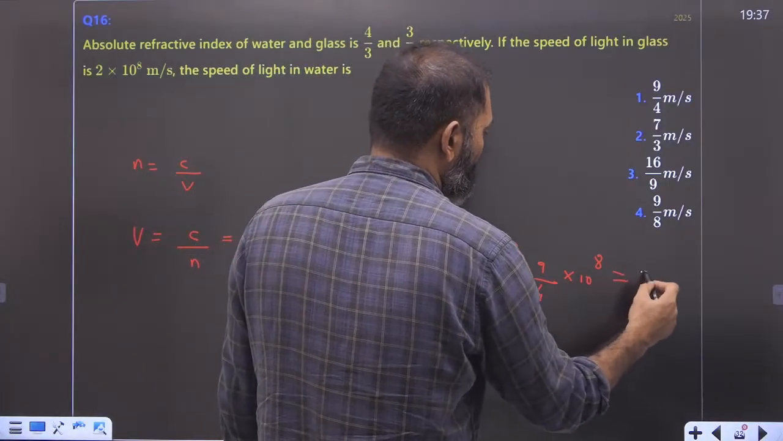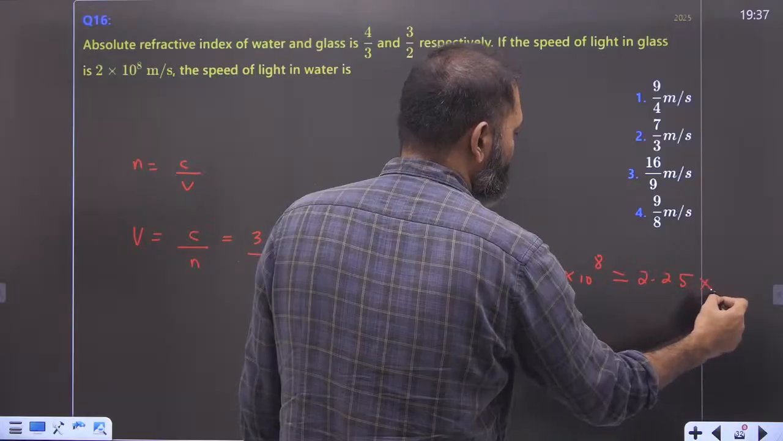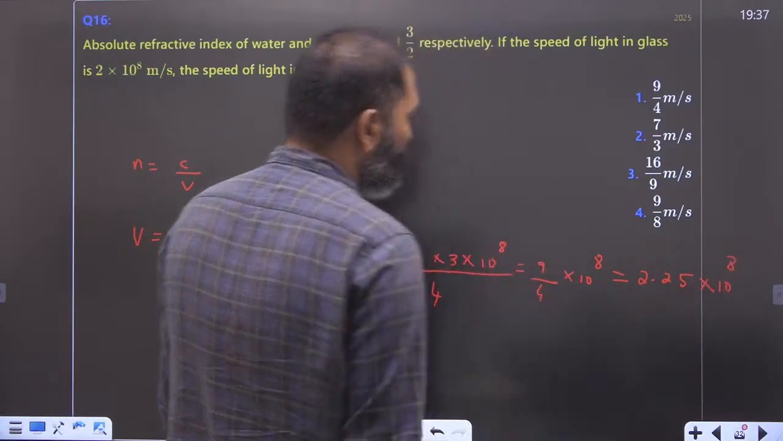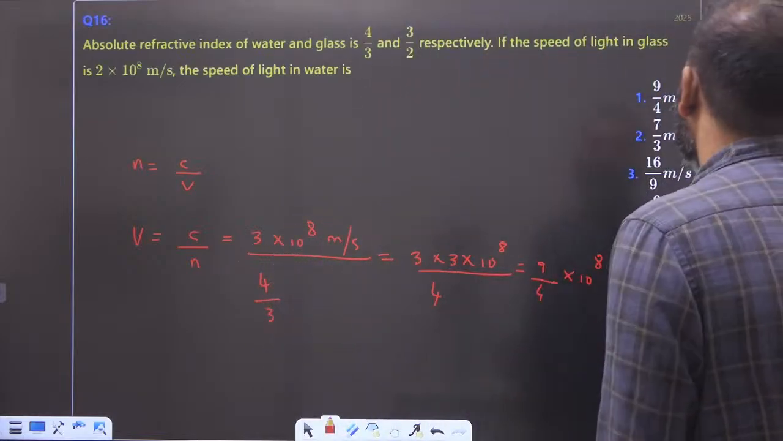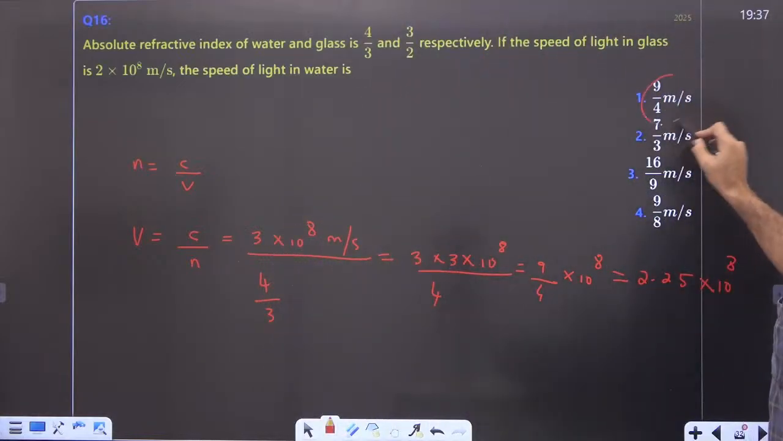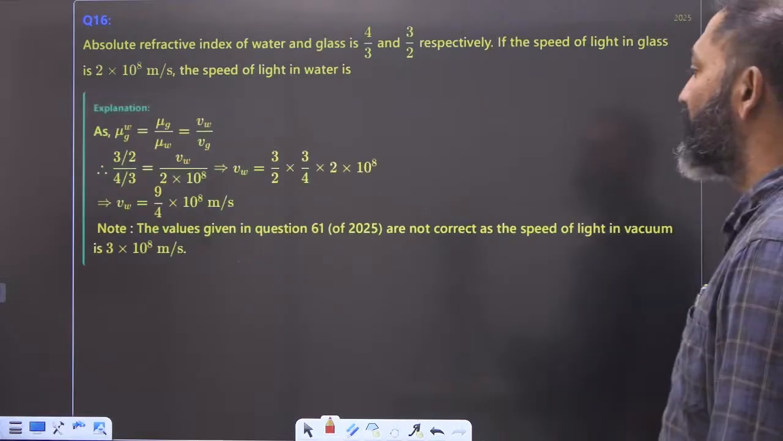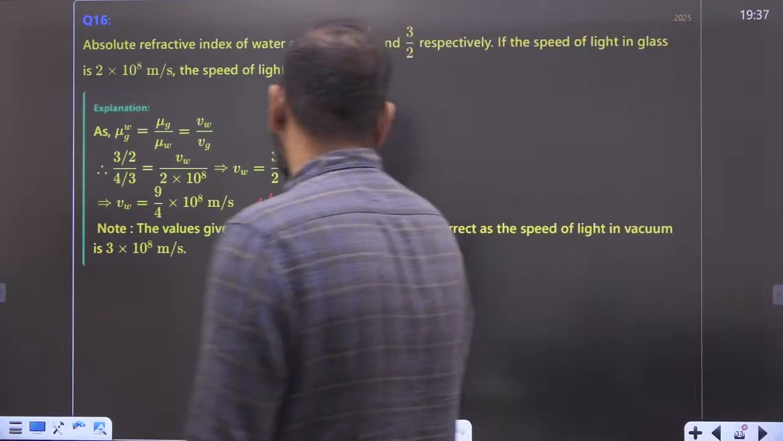What is 9 by 4? 2.25 into 10 raised to 8. Yeah, 9 by 4 is there. It is 9 by 4 into 10 raised to 8. That part was missed. Okay. 9 by 4 into 10 raised to 8. Any doubt?